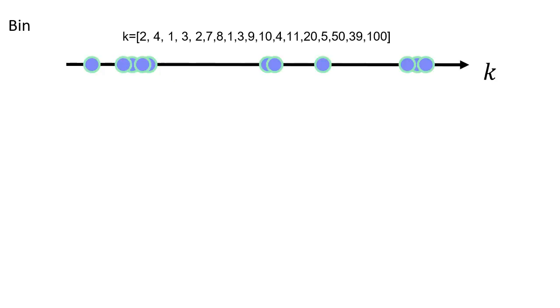To represent the degree distribution, you can use the binning method. For example, I listed a network with degrees represented by this list. It has very diverse degree values from 1 to 100. Then you can draw the k value on the x-axis. Some values appear, and some values do not appear.